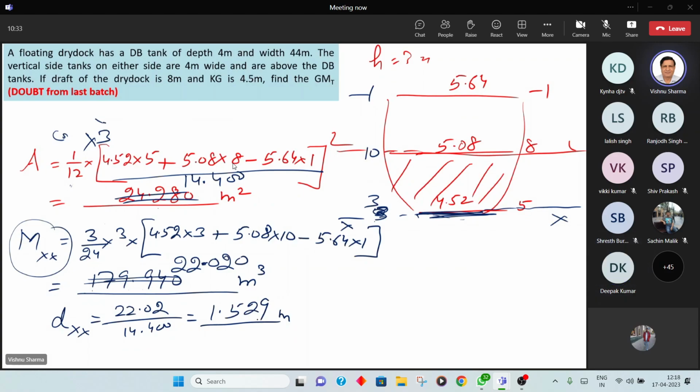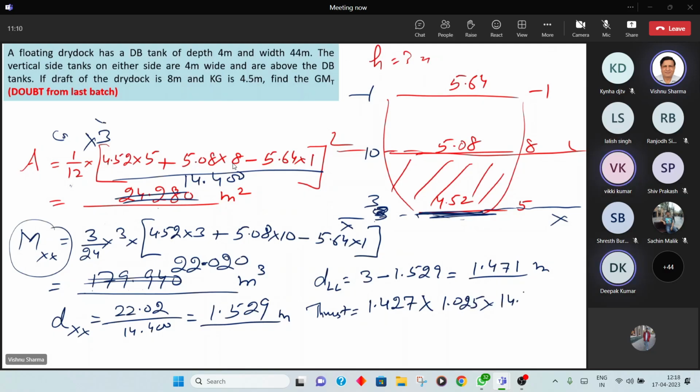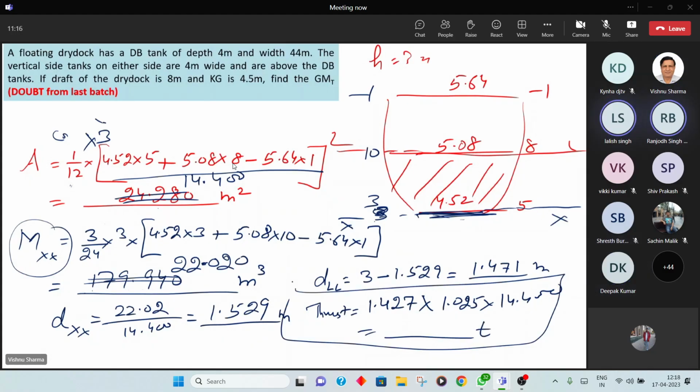Very good. Now for thrust, we need the distance from the liquid level. We don't need it from xx. So DLL will be equal to 3 meters of sounding minus dxx 1.529. Am I right? Yes, sir. How much does this come? 1.471. Now the thrust will be equal to, is it seawater or something else? Seawater density 1.025 into the depth 1.471 into the area 14.400. If now also it is not matching, then the answer is wrong. The same, sir. 21.7.